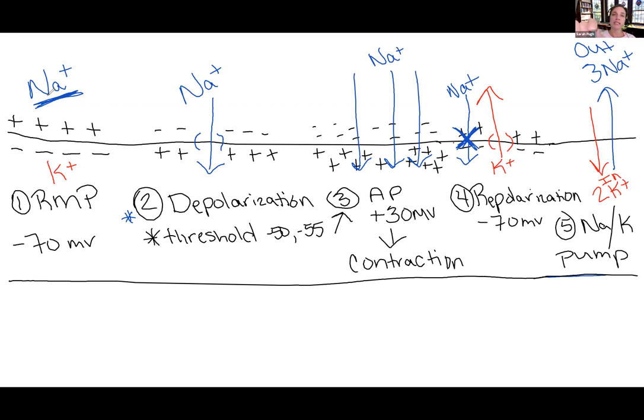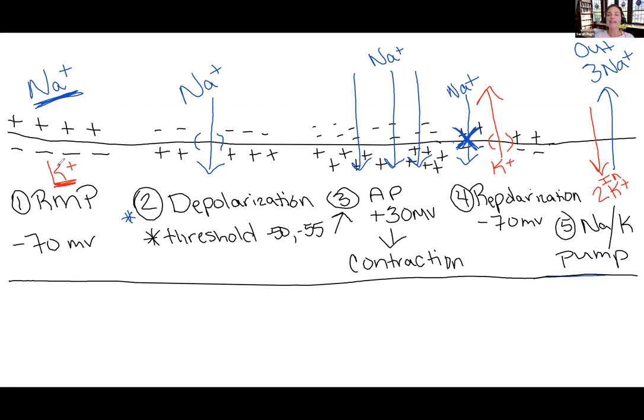Let's do the same thing with potassium. If we start in step number 1, we start with more potassium in the cell. During depolarization and action potential, is potassium moving? No, we're not losing any potassium. It's still in the cell, so we're good with potassium. But look during step 4, repolarization. Potassium goes out of the cell. We need to get it back in. So the sodium potassium pump is going to pump it back in.